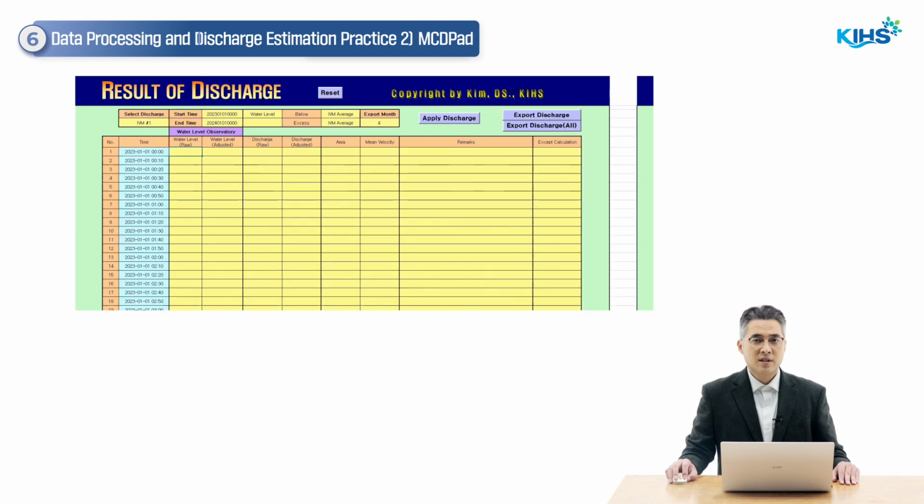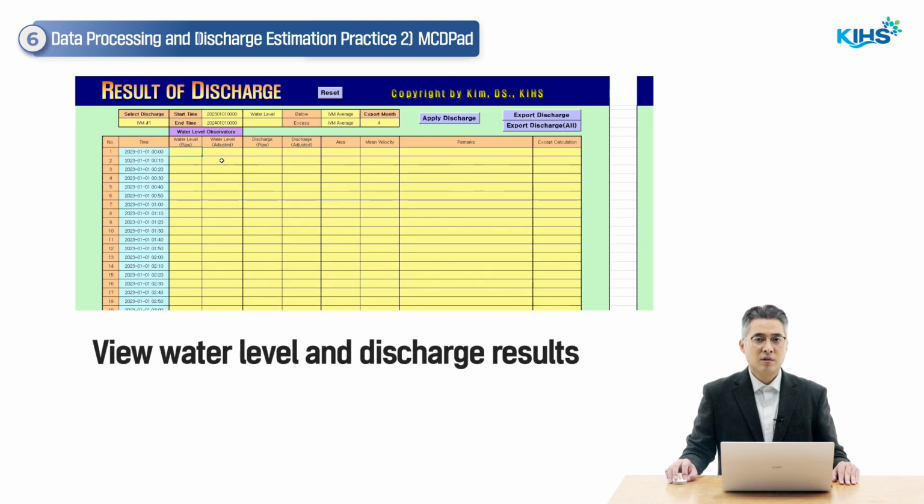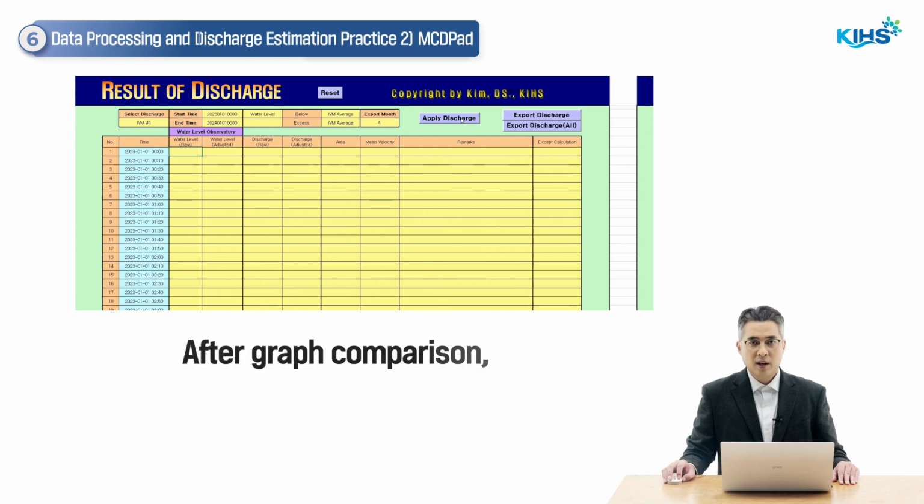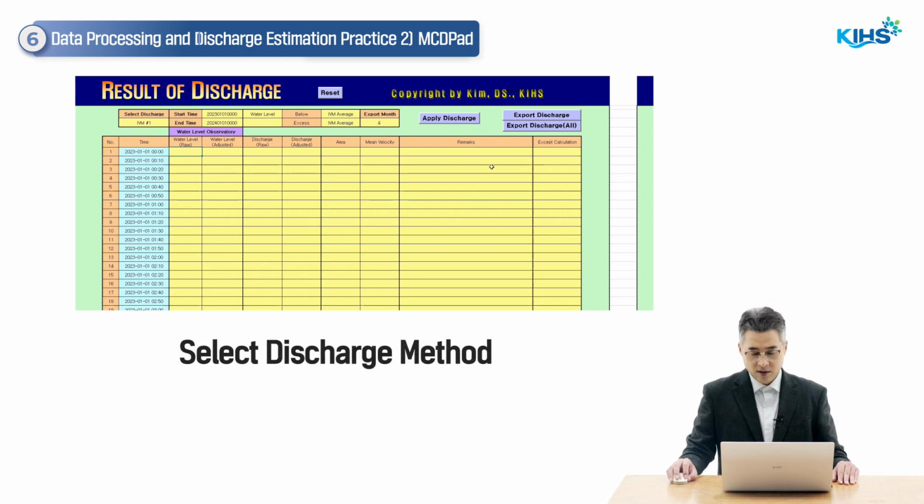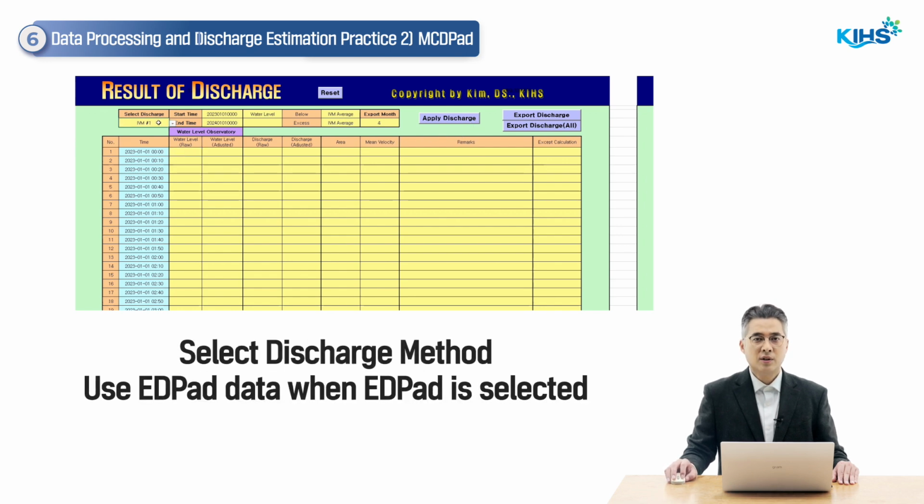The result of discharge sheet displays the water level and discharge estimates in graphical form. By comparing discharge results from each estimation method, the final discharge data can be selected. Shall we try it together? First, select the discharge estimation method. If EDPAD is selected, EDPAD data will be used.